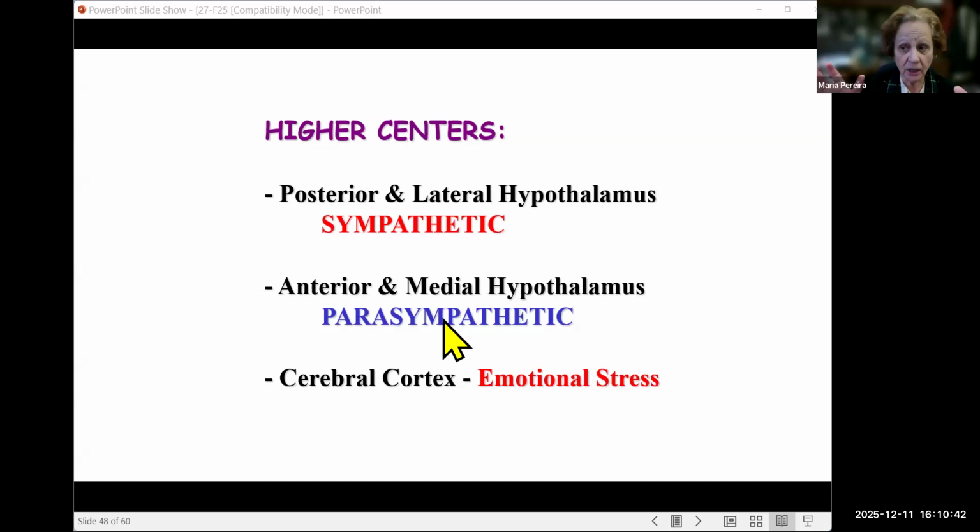So remember, location, location, location. You need to know how the network, how the impulse, where does it travel to. So if it travels to the posterior lateral hypothalamus, the input goes to the sympathetic. If it travels to the anterior and medial hypothalamus, it goes to the parasympathetic. And then the cerebral cortex with the limbic system and so on, amygdala is involved in emotional stress. And emotional stress is associated with the sympathetic nervous system, not parasympathetic.